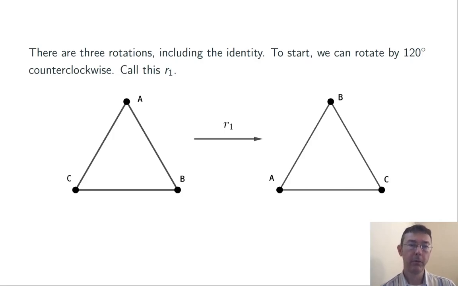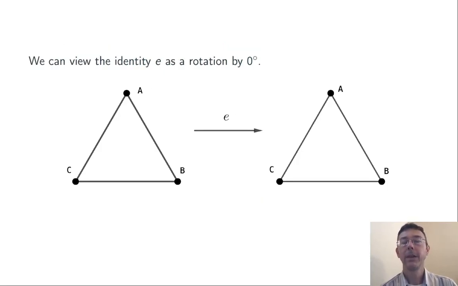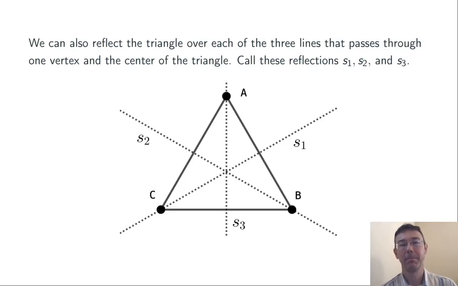So let's be a little bit more specific. Let's start with the symmetry that rotates this figure 120 degrees counterclockwise. Let's call this R1. So the vertex A becomes the vertex B, the vertex C becomes the vertex A, and the vertex B becomes the vertex C. Let R2 be a counterclockwise rotation by 240 degrees, like I've pictured here. Of course, that's just the same as rotating 120 degrees clockwise. Finally, we can get an identity transformation, an identity symmetry, by rotating by 0 degrees, or 360 degrees, for example.